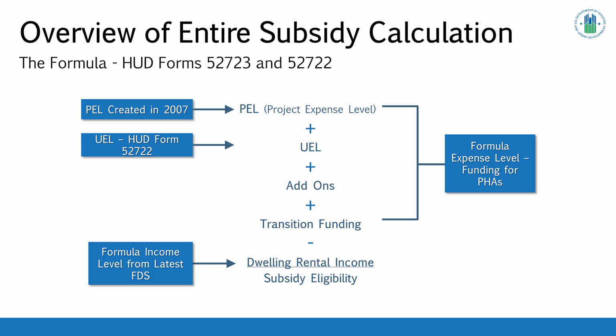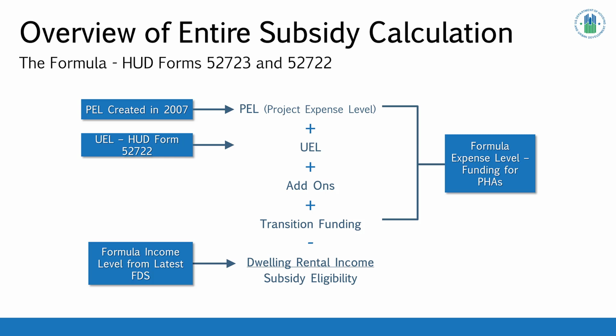We're going to skip over transition funding momentarily. But according to 2 CFR 200, the program income being generated must be reduced. So if you think about it, HUD's saying, we're going to fund you for the expenses to run your AMP, but we're going to reduce it by your dwelling rental income. That comes from your latest financial data schedule that was submitted. So they're going to reduce your funding by your rental income, and that will be your subsidy eligibility.